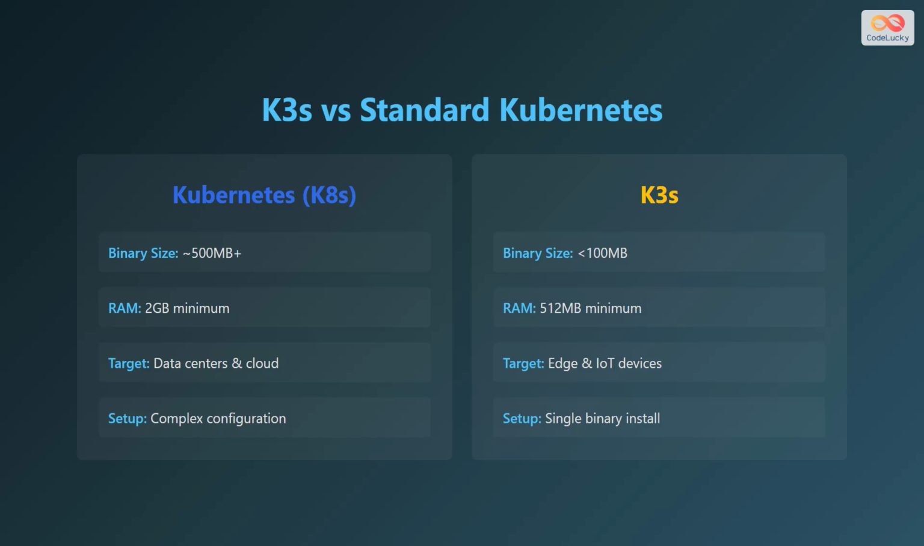Let's compare K3s with standard Kubernetes to understand the differences. Standard Kubernetes, often called K8s, has a binary size of over 500 megabytes and requires at least 2 gigabytes of RAM. It's designed for data centers and cloud environments with complex configuration requirements. K3s, on the other hand, has a binary size of less than 100 megabytes and needs only 512 megabytes of RAM minimum. It's optimized for edge computing and Internet of Things devices and features a single binary installation that makes setup incredibly simple. This makes K3s perfect for scenarios where you need Kubernetes capabilities but have limited hardware resources.